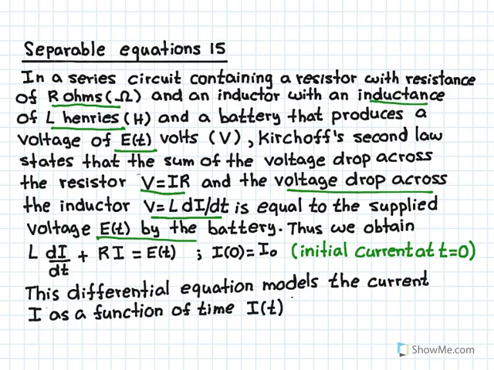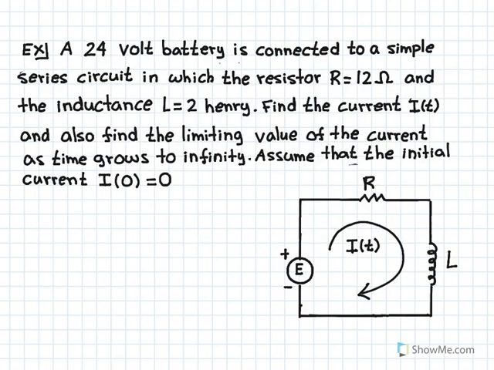the sum of these two voltage drops is equal to the supplied voltage E of t by the battery. So L di dt, the voltage drop across the inductor, plus Ri, the voltage drop across the resistor, is equal to E of t, the voltage of the battery. And the initial current I of 0 is equal to I0. This differential equation models the current I as a function of time. So basically our goal is to solve for I as a function of time. All right, let's look at an example.